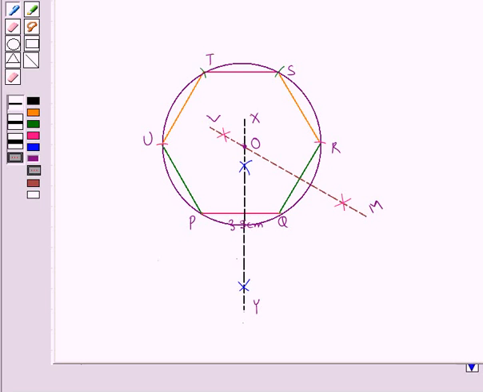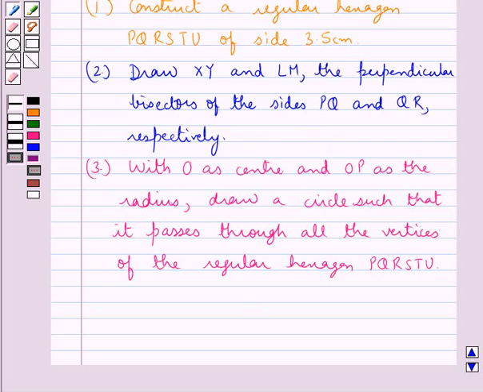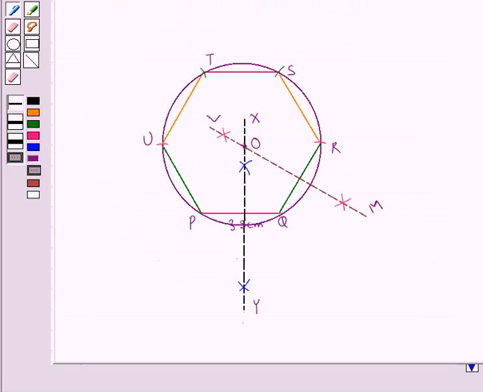So the circumcircle of any regular polygon could be drawn in the same way by taking the circumcenter as the center and the radius equal to the distance between the circumcenter and any of the vertices of the regular polygon. Hence, we have constructed a circle about the regular hexagon of side 3.5 centimeters.